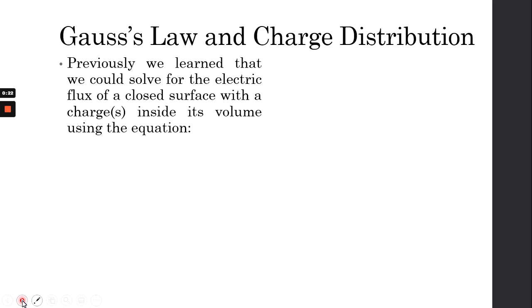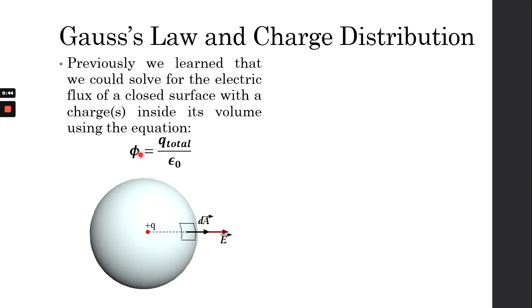Previously we've learned all about how to measure the electric flux on an enclosed surface. Remember, we used this equation wherein the total electric flux of a surface would be equal to the total of all the charges found inside the surface divided by the permittivity of free space, or epsilon naught. So we use Gauss' law when we want to measure the electric flux of an enclosed surface with a charge inside.